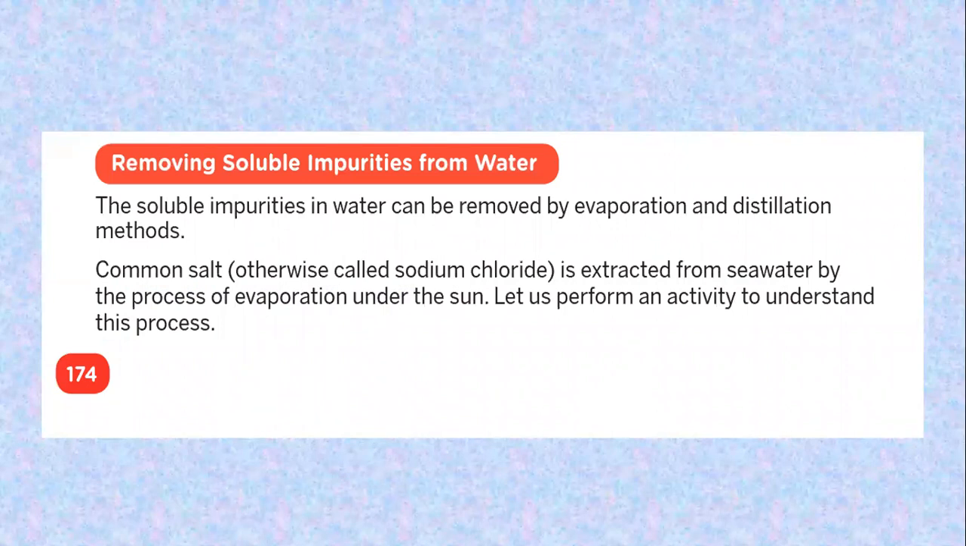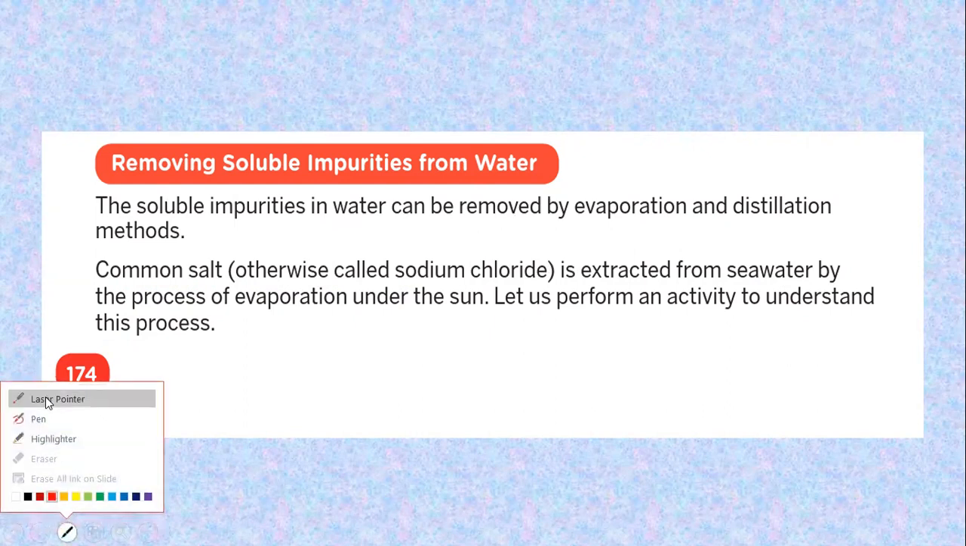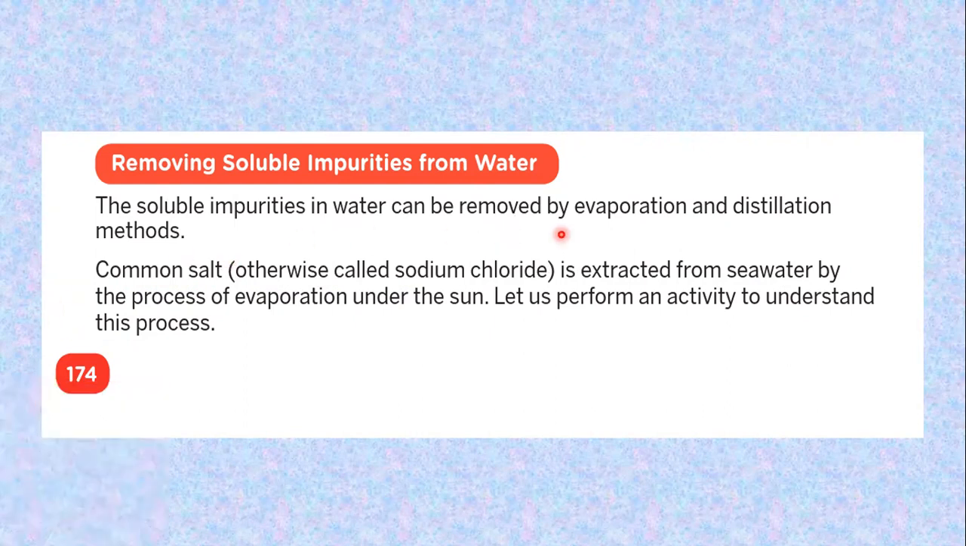Removing soluble impurities from water. The soluble impurities in water can be removed by evaporation and distillation methods. These are the two methods we'll be learning about today. Common salt, otherwise called sodium chloride, is extracted from seawater by the process of evaporation under the sun. Let us perform an activity to understand this process.